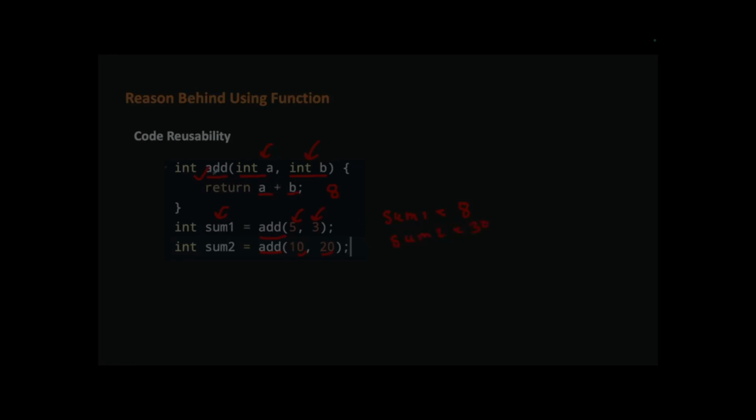With the same block of code, we are getting different values. So what happened? We don't have to write this code repeatedly. We can just pass the value and get the answer as we want. So this is how code reusability is done by using the function.